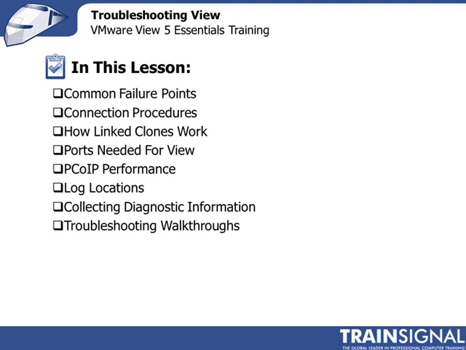We'll then discuss how linked clones work, followed by a listing of the ports needed for View connectivity. We'll then go over some ways that you can tweak the performance of PC over IP. Then we'll finish up by going over the locations of some log files and how you can collect further diagnostic information from View. And then we'll finish up with some walkthroughs on how to troubleshoot View issues.